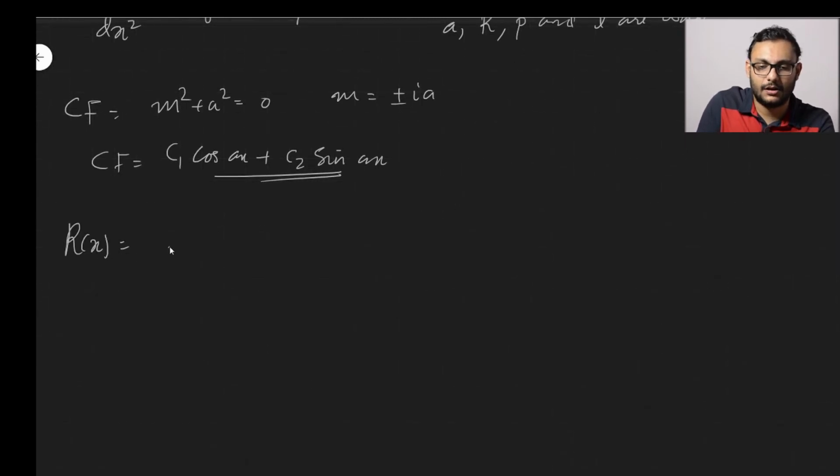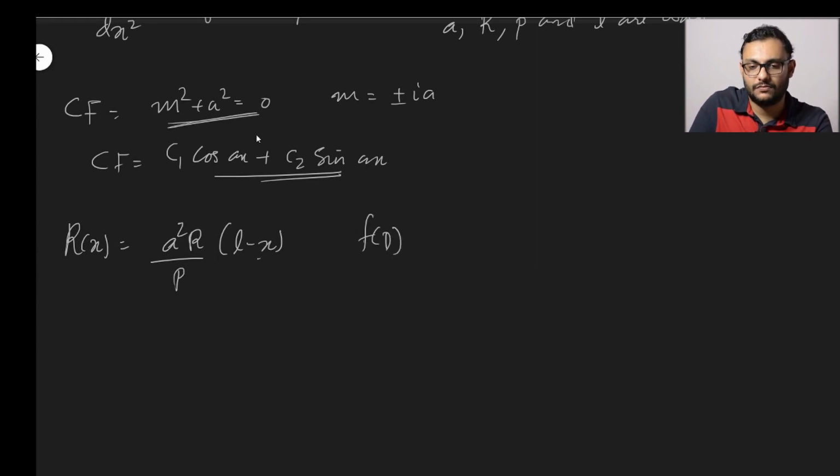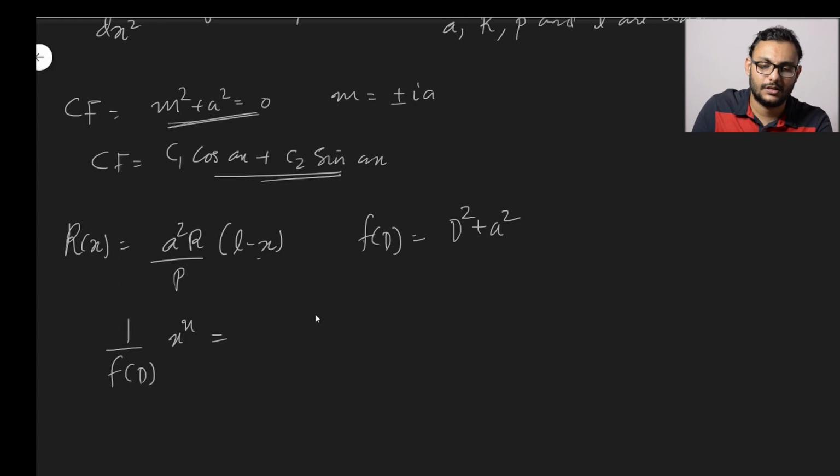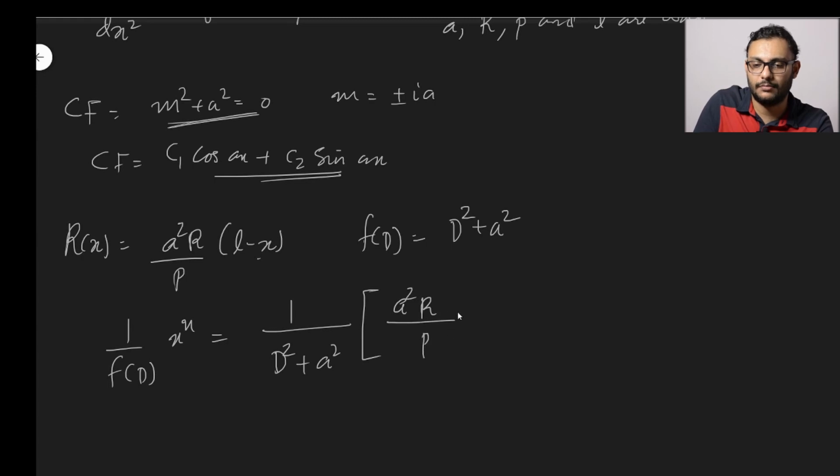Now, for the particular integral, r of x is given by a square r by p into L minus x. Here x is the only variable, and comparing with the auxiliary equation, f of d is given by d square plus a square. So, we can write 1 by f of d into x raised to n, which is nothing but the right hand side. We get 1 by d square plus a square, operating on the right hand side, that is a square r by p into L minus x. This is not multiplication, this is operation.